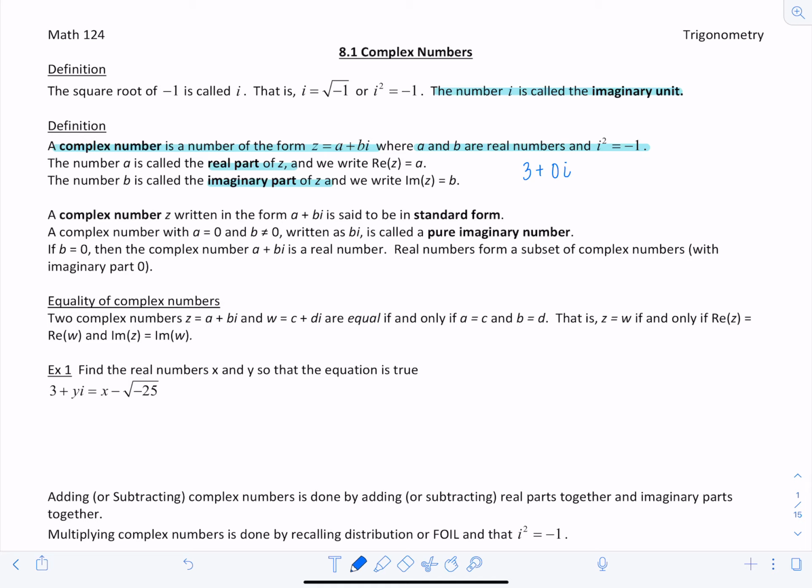Now, a complex number z written in the form a plus bi is said to be in standard form. And a complex number with a equals 0 and b non-zero, if it's just bi, that's a pure imaginary number. If b is 0, then that complex number is a real number. And real numbers form a subset of complex numbers. All right? So we'll graph them later on, but just for you to understand, the complex numbers are a larger set of numbers. Real numbers are a subset that are within that set.